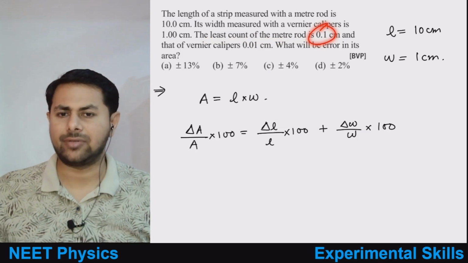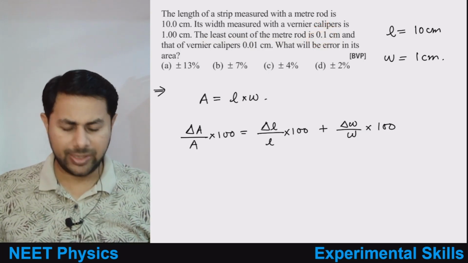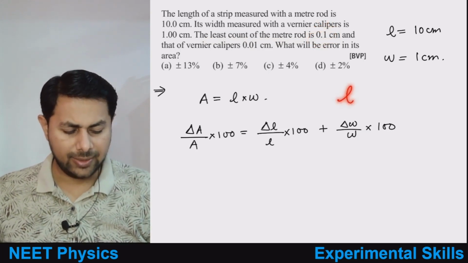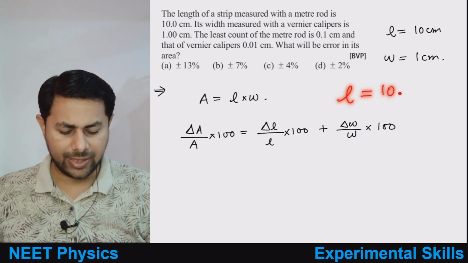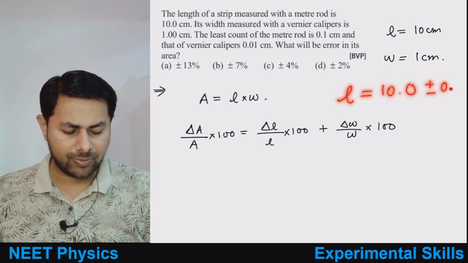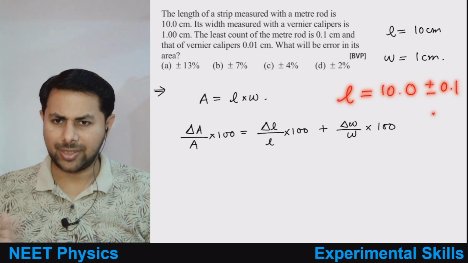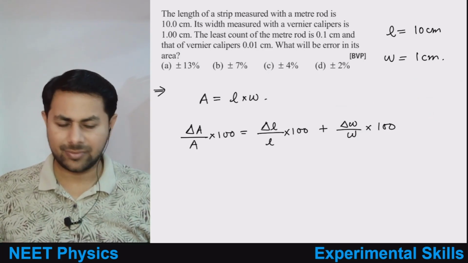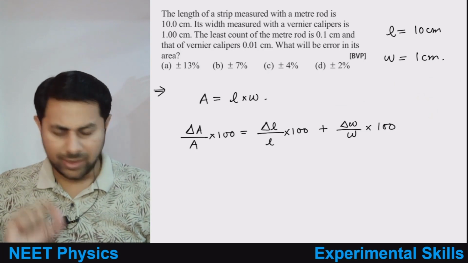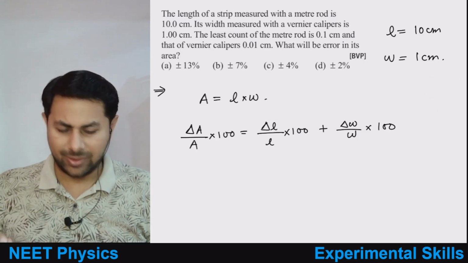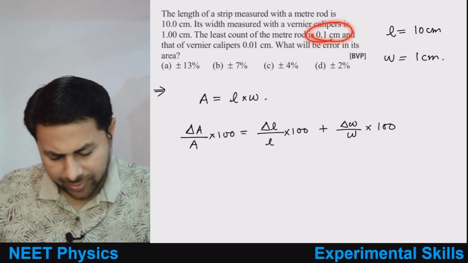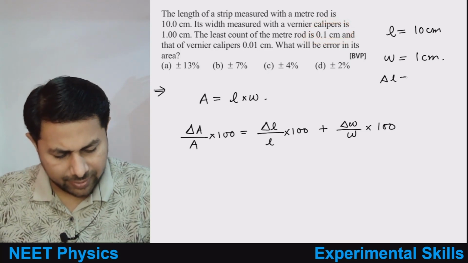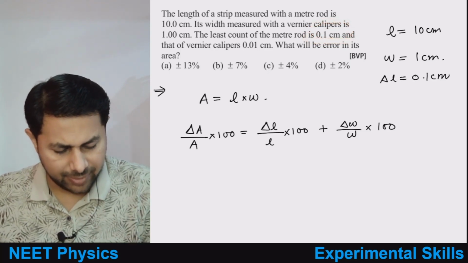It's equal to least count. So we write length as L equals 10.0 ± 0.1 centimeters. What could be the error? The error is this least count. The least count is 0.1, so you can say delta L is equal to 0.1 centimeters.